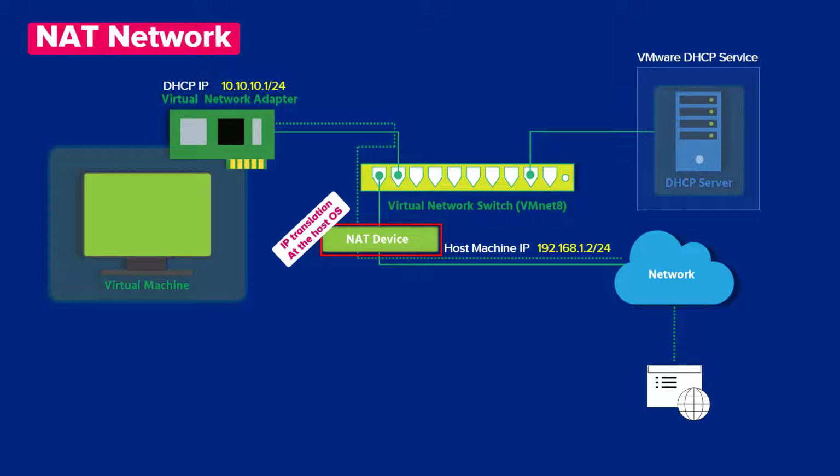So you can see this diagram. The host IP address is 192.168.1.2 and the request from the VM is forwarded to the web server using the host IP address. In VMware Workstation, the NAT network is tied to VMnet 8 by default.